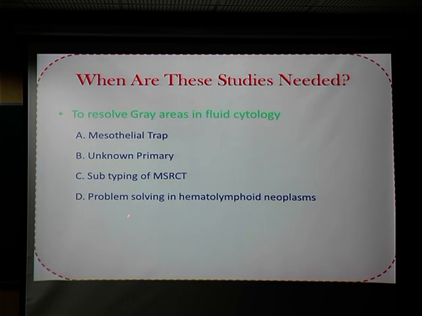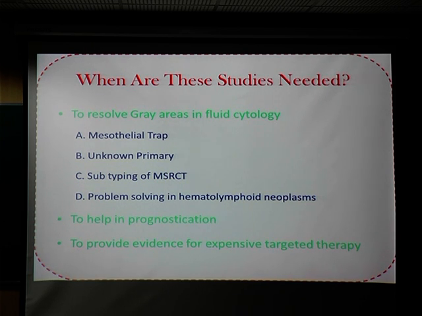Or when you want to do subtyping of malignant small round cell tumors, and also when you want to subtype the hematolymphoid neoplasms. The other area where it is helpful is prognostication. When you are giving a specimen as positive for malignant cells, you are conveying to the clinician that the stage of the disease is higher, and likewise the patient has to be treated. And also sometimes you are required to provide evidence for expensive targeted therapy.